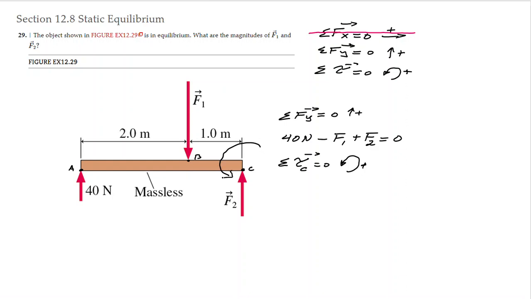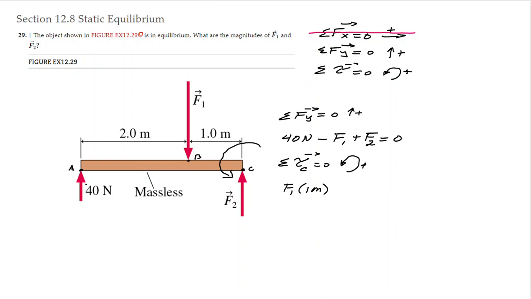With respect to point C, the force F1 is making a torque that is counterclockwise. The torque due to the force F1 would be equal to the product of F1 times the distance from F1 to point C, the point that we are taking as reference to make the torque. That distance is 1 meter, and it's positive because it's a counterclockwise torque.